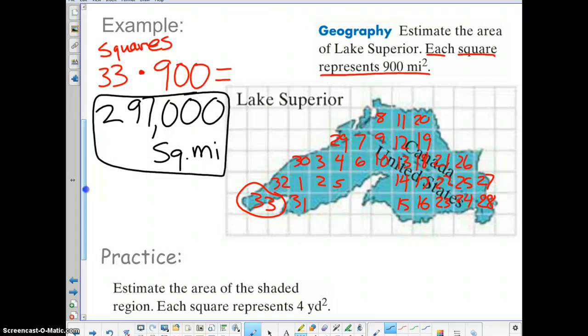Okay, we're counting up the number of 1 by 1 square miles that can fit inside the area that Lake Superior takes up. So we're actually counting the squares inside, not the distance around. And Lake Superior being a very large lake, 297,000 square miles would be a pretty close estimate for that. Hopefully you understood how each one of these squares does not represent 1 square mile, but 900 square miles as shown in the problem.